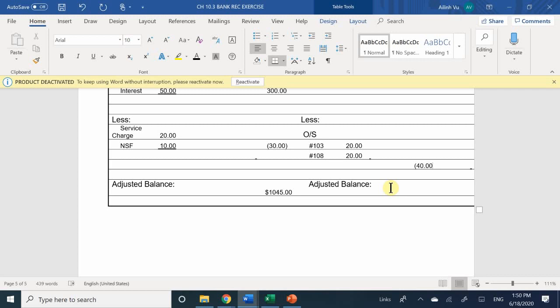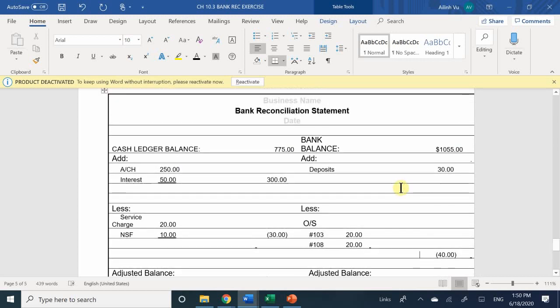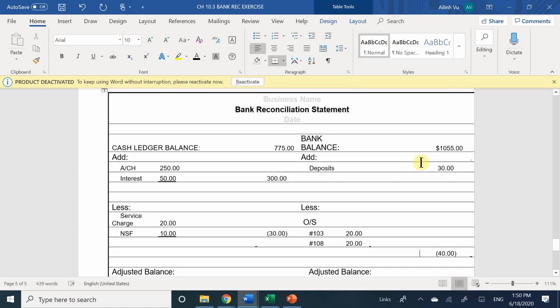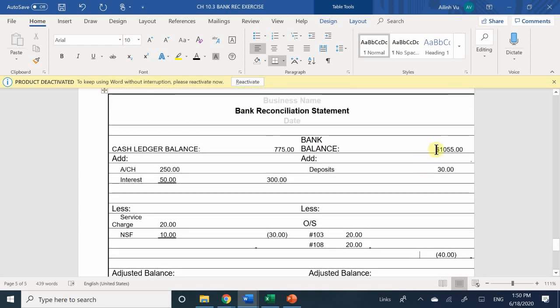So you want to add the 30, but you want to minus the 40. That's correct. Okay, so first, let's start off. We start off with what number first? The 1055. We got the 1055.